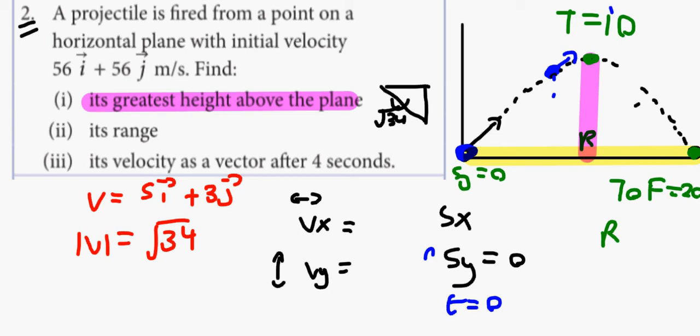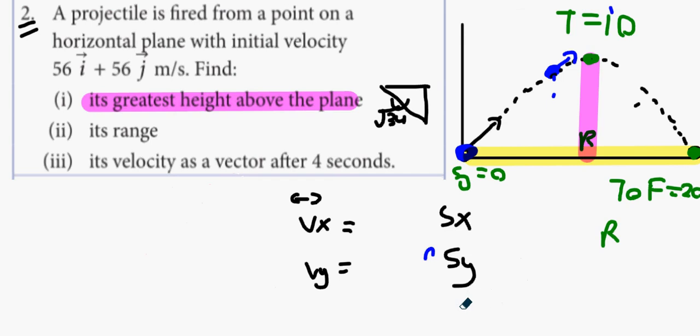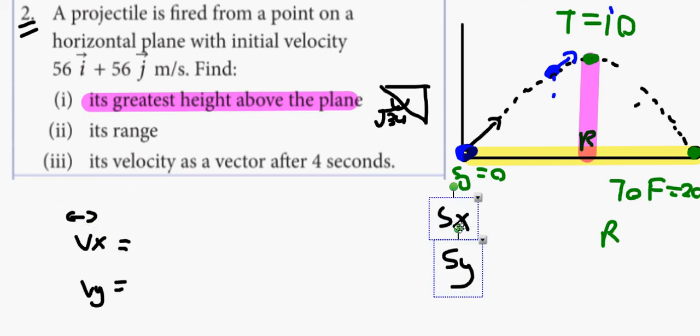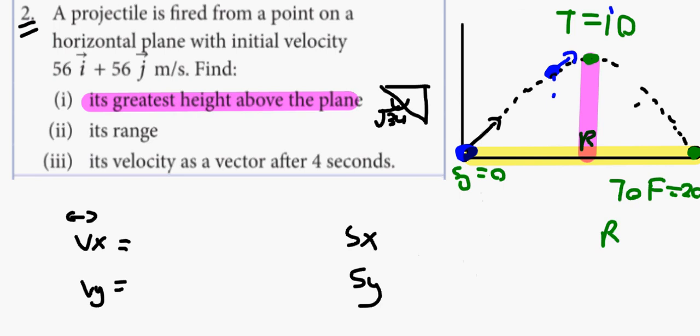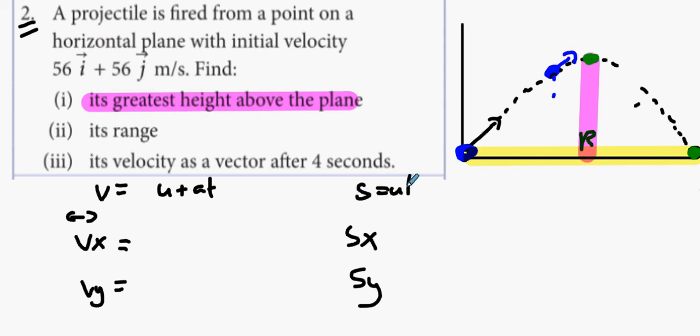Now, let's begin. We said we have 4 parts, don't we? Vx, Vy, Sx, and Sy. Your 4 mills of doom, so to speak. Okay? We just finished linear velocity. Can anybody tell me with linear velocity what were the 2 equations for V and S? So U plus AT, yeah, no bother, and the other one? Yeah, UT plus a half AT squared, okay, no bother.